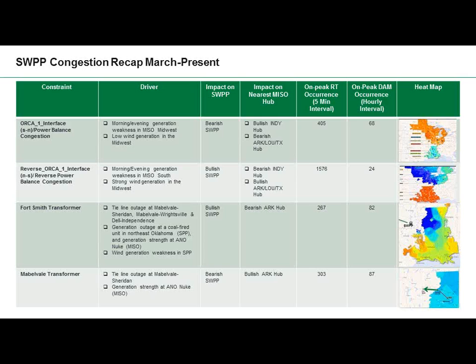Third, the Fort Smith congestion. This is sort of recent. We started to see this in October this year. A couple of drivers here: tie line outages around Maybeville. Last time we saw it, it was around the middle of October. We had line outages at Maybeville to Sheridan, Dale to Independence, and Maybeville to Wrightsville.